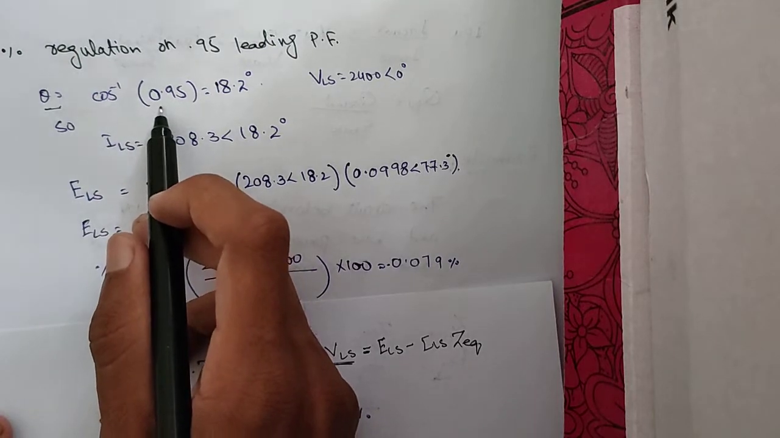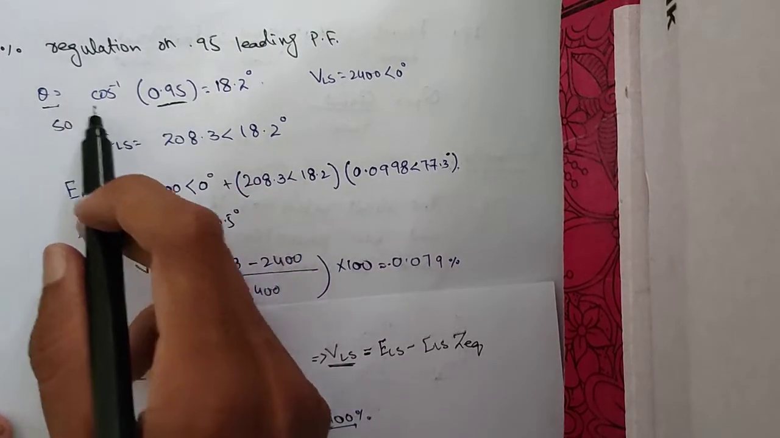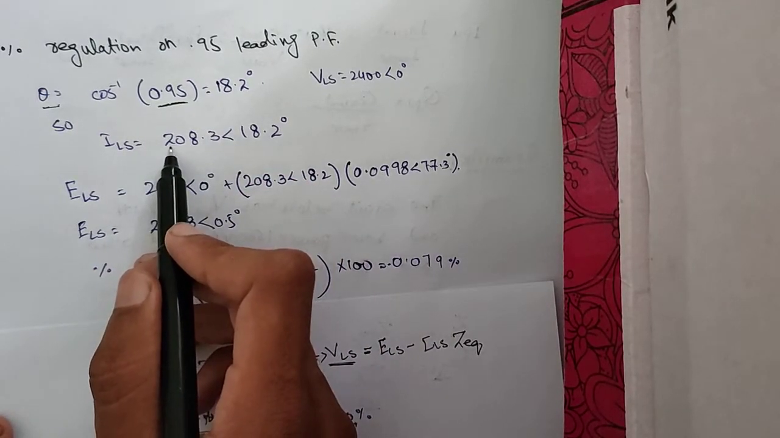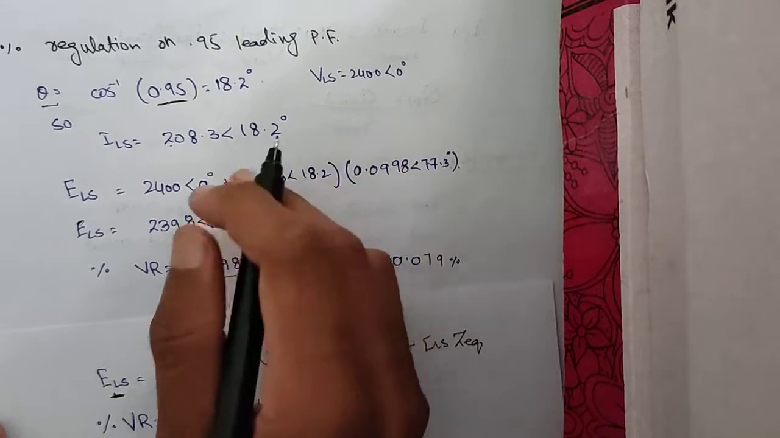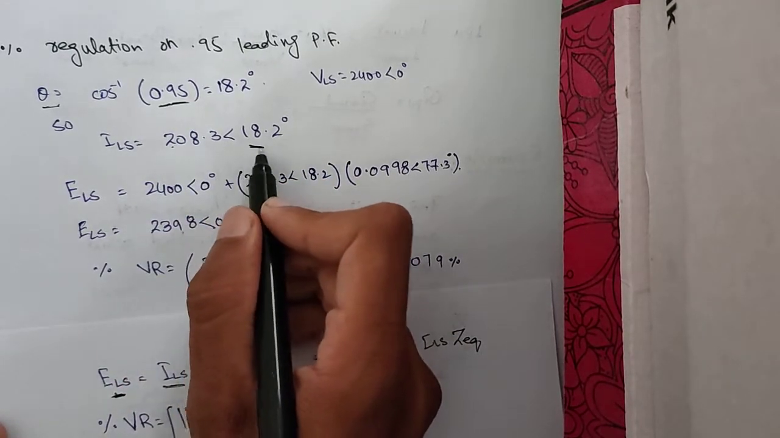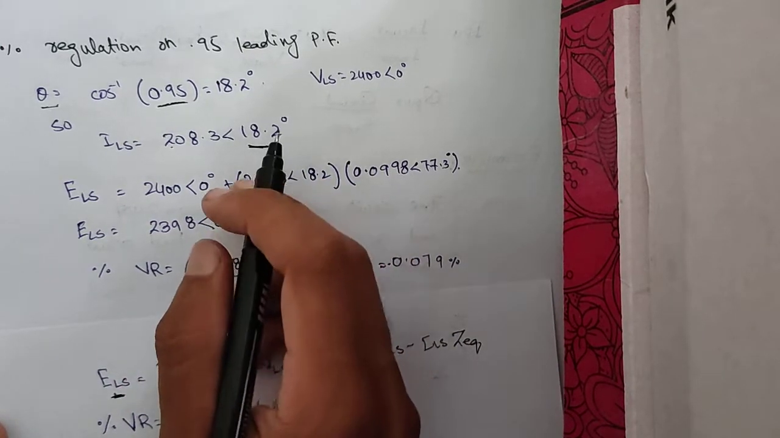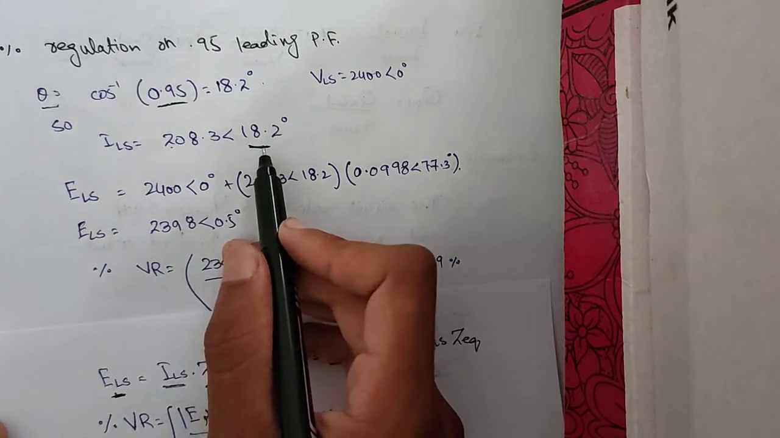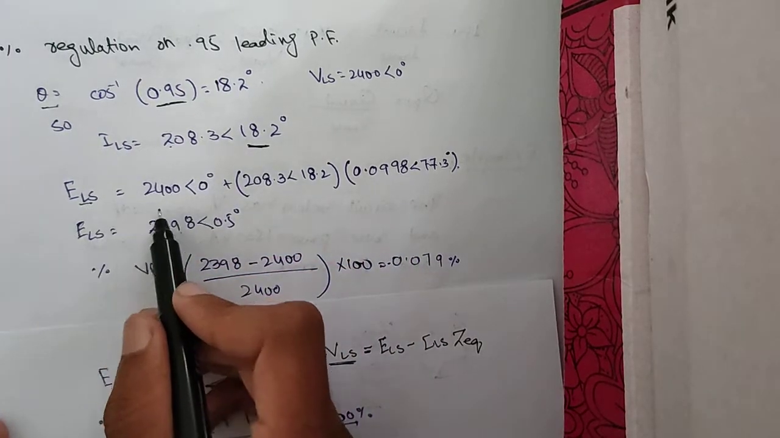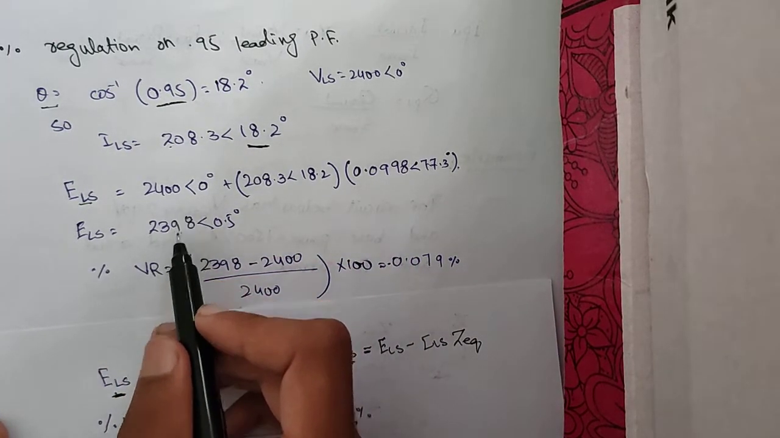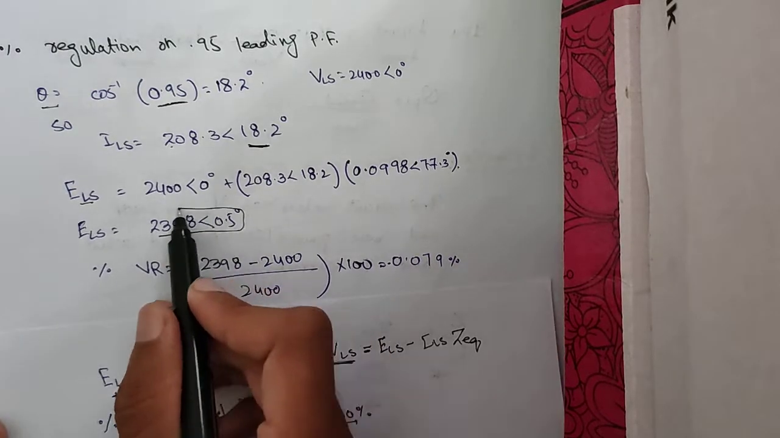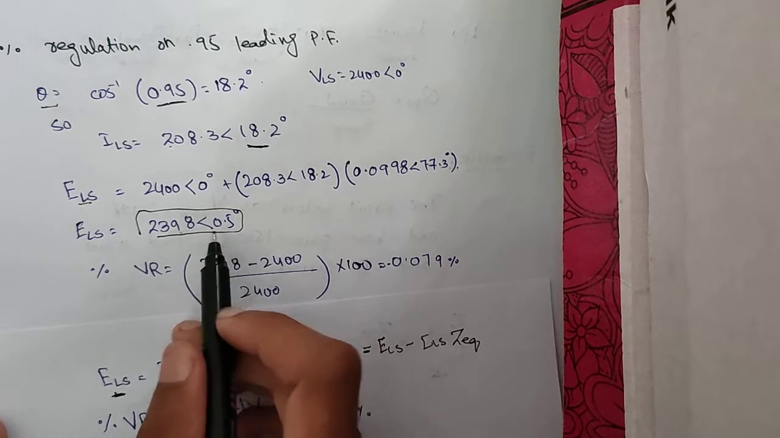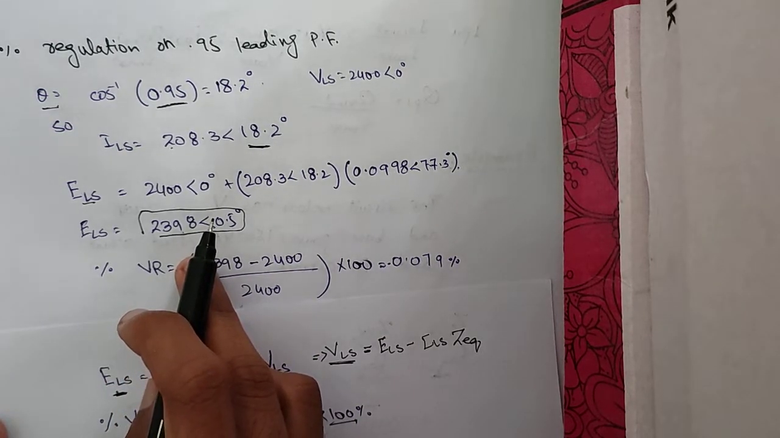Now you have been given 0.95 leading power factor, so the phase angle becomes 18.2. Now the current will become 208.3, which is the same, but the phase angle in the previous case was 34.9 degree. Now it will become 18.2 degree. Now calculate ELS using the previous formulas, and the output ELS calculated over here is 2398 with an angle of 0.5 degree. Now calculate the voltage regulation.